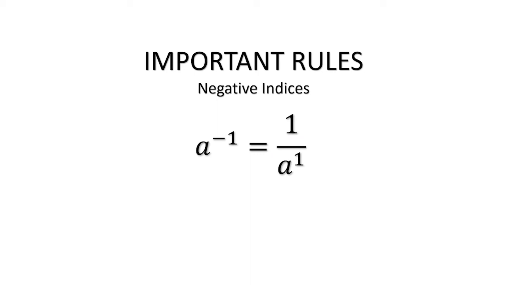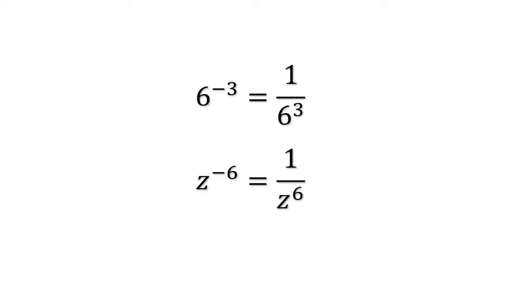And this one is very important. This is a new one that you might come across, especially in grade 9, a negative index or negative indices. What does a to the power of negative 1 yield? Right, if we have a negative 1, this is going to become a fraction. So immediately we're going to have a fraction line. And this will happen: a to the power of negative 1 will become a to the power of 1 below the fraction line, and it's going to be over 1. For example, 6 to the power of negative 3 will become 1 over 6 to the power of 3, while z to the power of negative 6 will equal 1 over z to the power of 6.